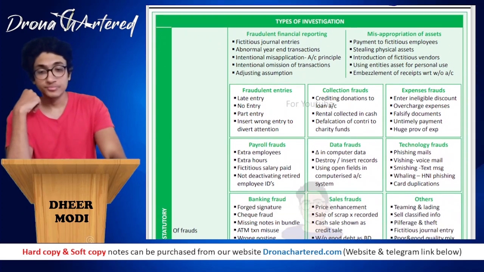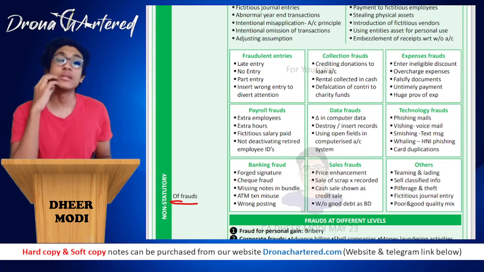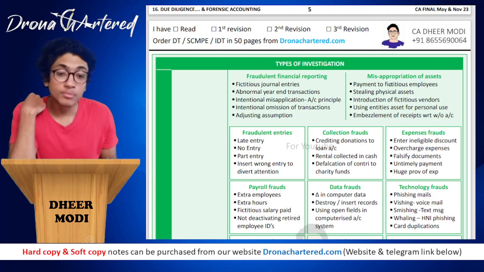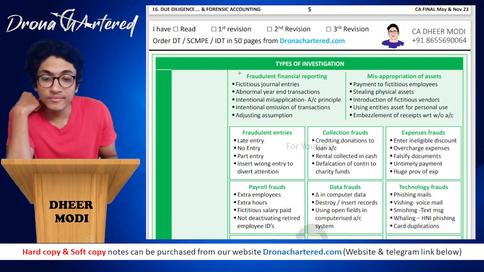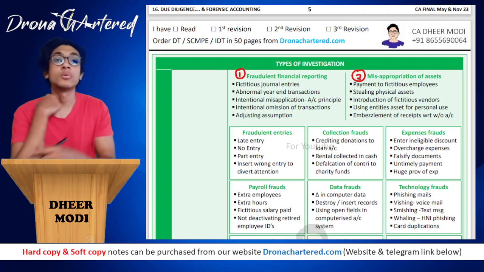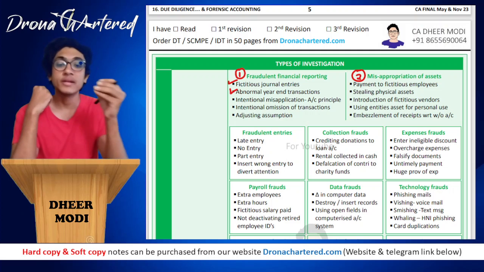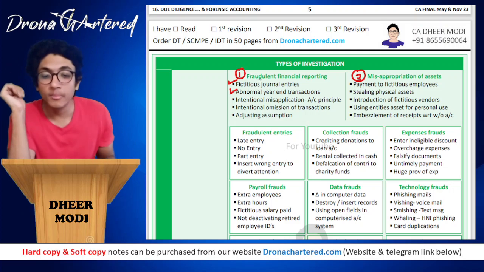Now, in the same part, we are doing non-statutory investigation of frauds. So fraudulent financial reporting and misappropriation of assets. These are basically the two types of frauds. First is fraudulent financial reporting, and second is misappropriation of assets. In fraudulent financial reporting, there are fictitious journal entries and abnormal year-end transactions. That means at the year end, just to clean the books, there will be some abnormal transactions.